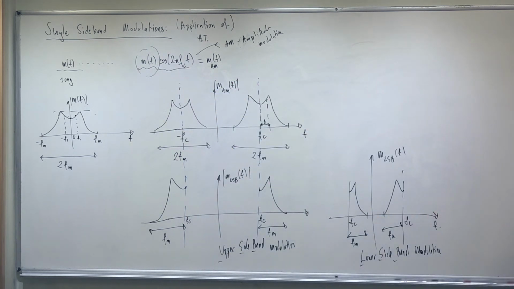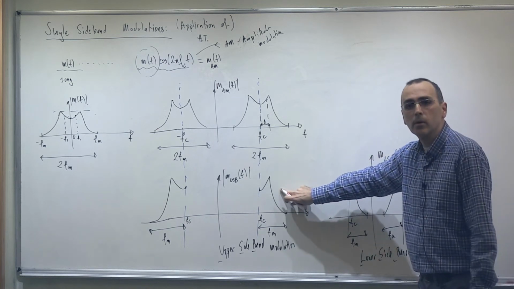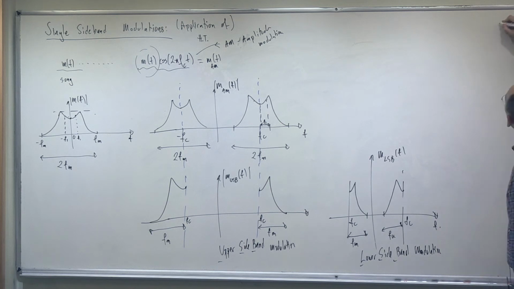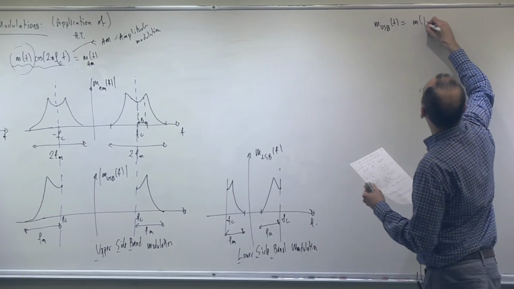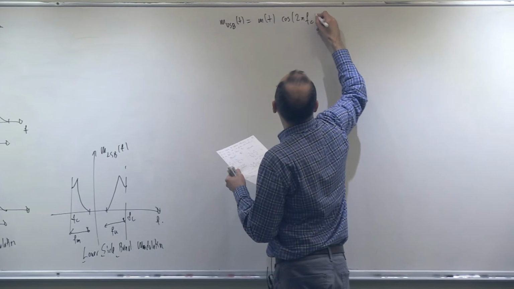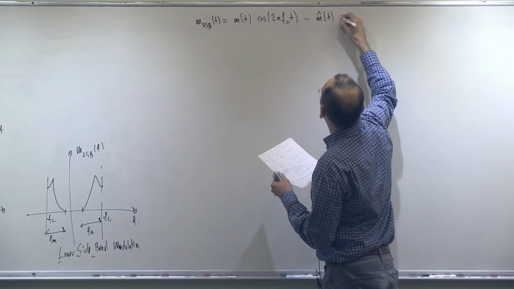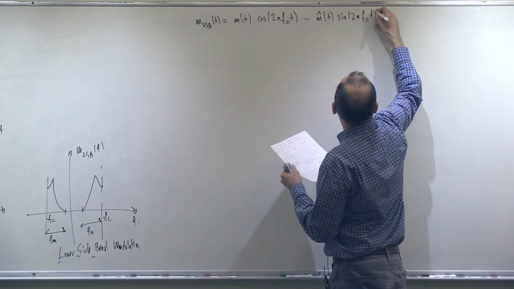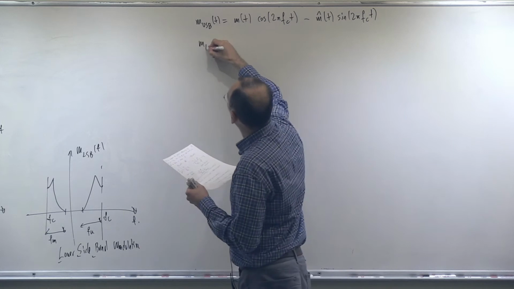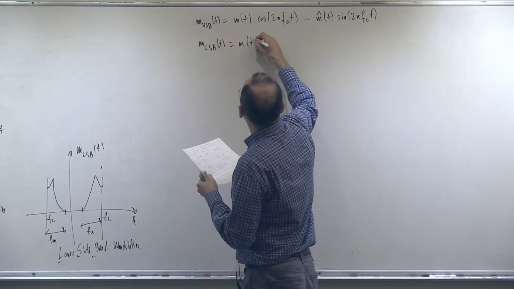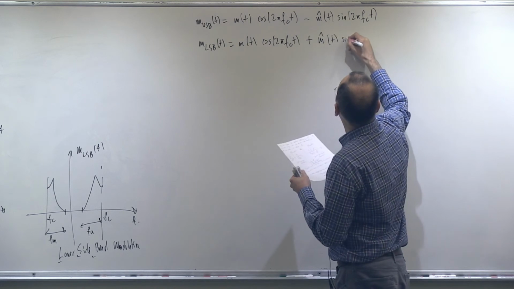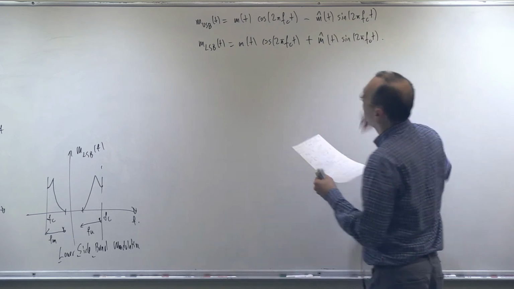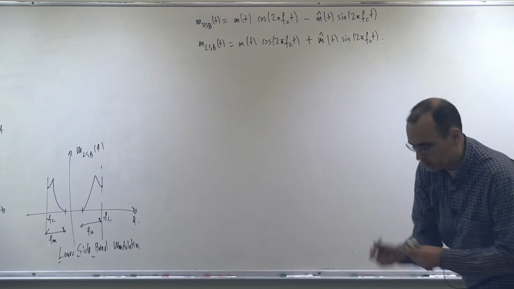modulation schemes. Now the question is, how can I generate such a signal? Okay, so that is the issue. Now let me write this. Upper sideband. This would be something like this. Let me see. And lower sideband, it would be something similar. Sine 2 pi fct. So now you may ask, what is this m hat?